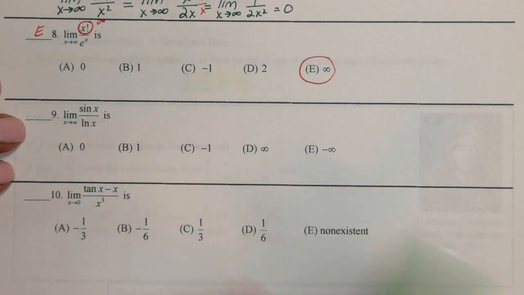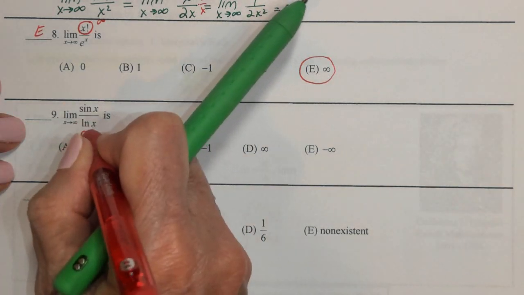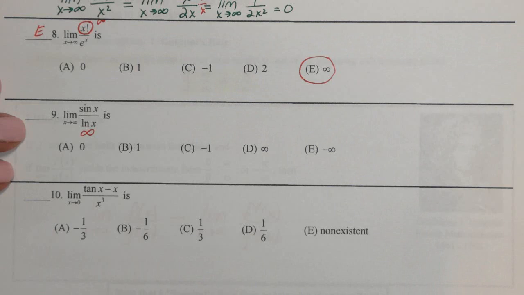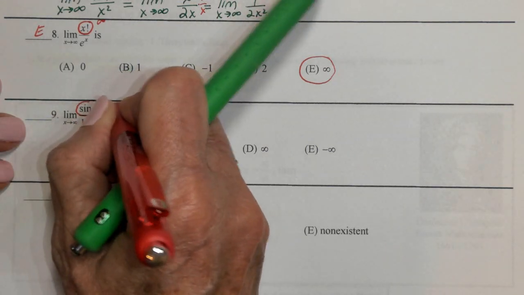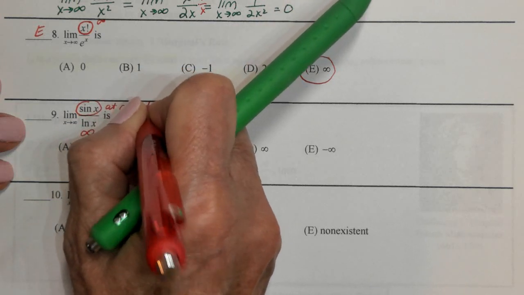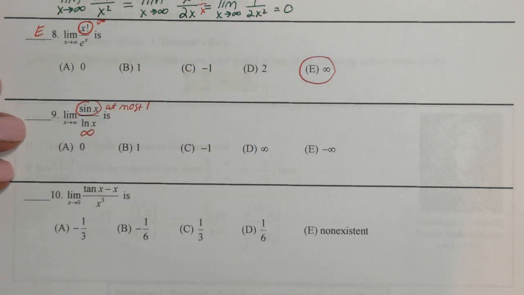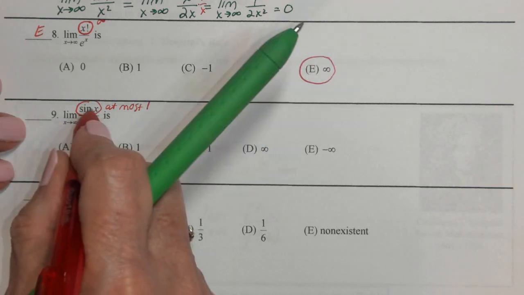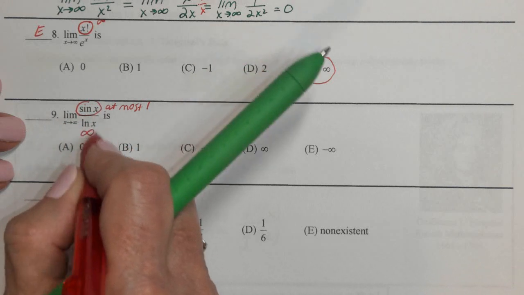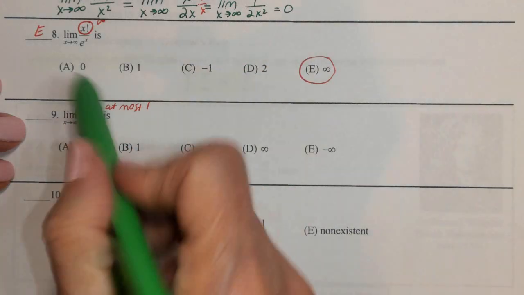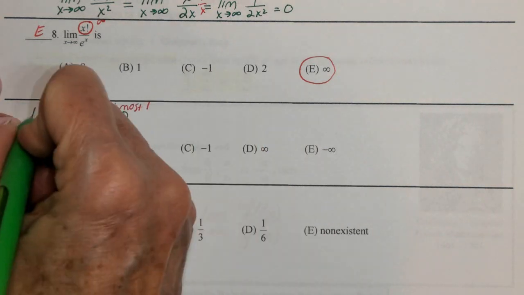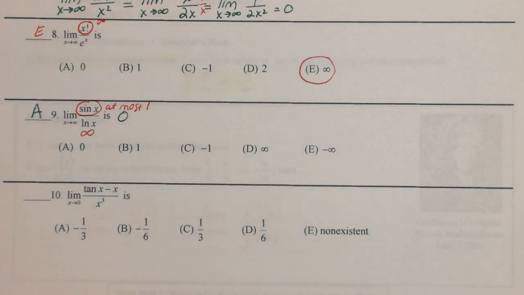ln x does go to infinity. Does sin x go to infinity? No. Sin x is at most 1. The largest it gets is 1. The smallest it gets is -1. So we have something that's oscillating between -1 and 1 being divided by an extraordinarily large number, and that is going to 0.